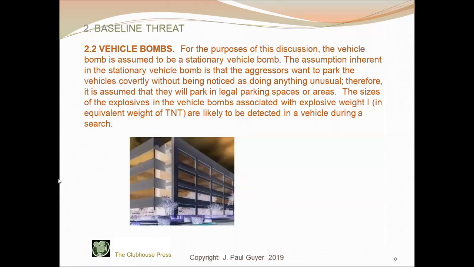Now, the assumptions about the baseline threat, first of all, the vehicle bomb, this is the big one. And for purposes of this discussion, the bomb is assumed to be a stationary vehicle bomb. These standards are not intended to be effective with a bomb in a vehicle that is being driven by a suicide bomber at 60 miles an hour, and he crashes through the entry point at the controlled perimeter and just points the car towards the building. These standards will not be effective against that kind of a threat. These standards are intended to be effective against stationary vehicles, where the vehicle is parked with a bomb in it, the terrorist runs away and sets the bomb off remotely somehow.